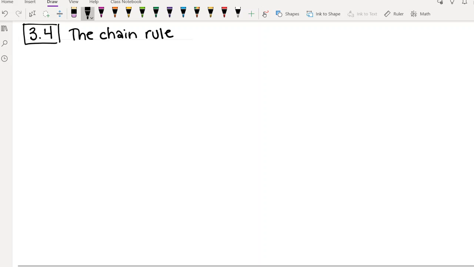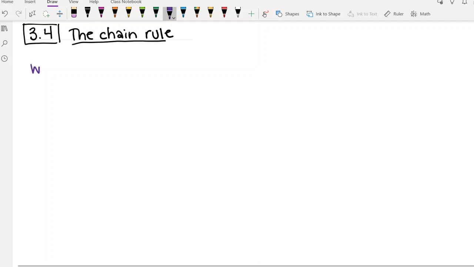It's going to help us take derivatives of functions that we will call composite functions. So we'll get there in a little bit. Before we get into what the chain rule is, I want to pose a question that will give a sense of what type of thing we're talking about here.